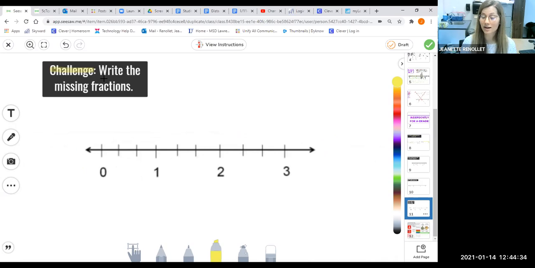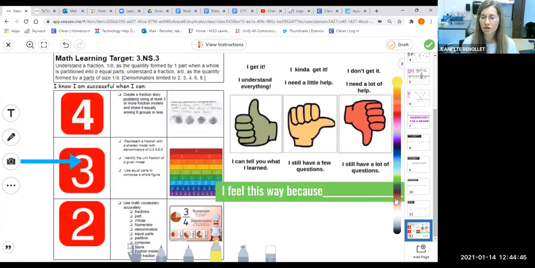Number 11 is a challenge. It's a tricky one. I want you to show me what you understand about unit fractions and fractions greater than 1 whole. When you are finished with your task today, show me how you're doing with this. I know that fractions can be a little bit tricky sometimes, so be honest. Tell me how you're doing with our targets. When you are finished, you may turn it in with the green check.